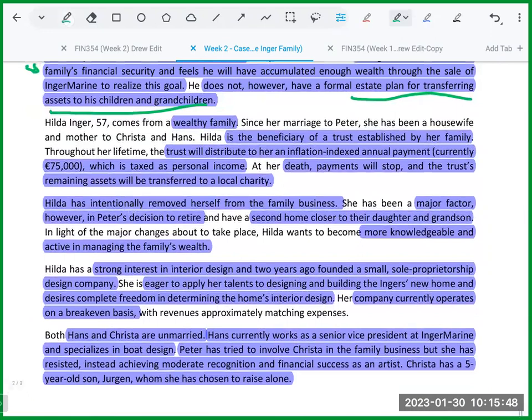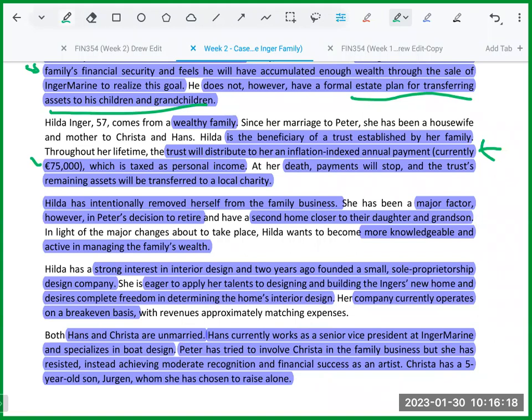Now, let's look at the last few paragraphs. So now we talk about the wife, Hilda, right? She comes from a wealthy family. She's a beneficiary of the trust established by the family, and the trust will distribute an inflation-indexed annual payment, all right? An inflation-indexed annual payment of this amount. So that means this is inflation adjusted. So regardless of whatever, she'll get a real cash flow of 75K every year, okay?